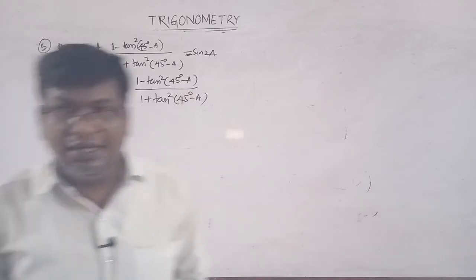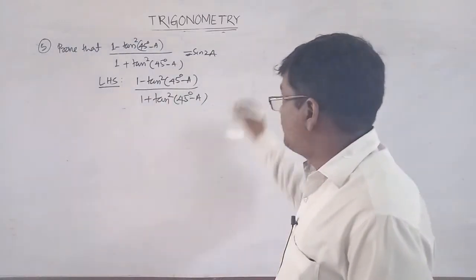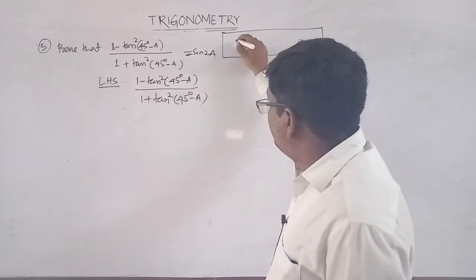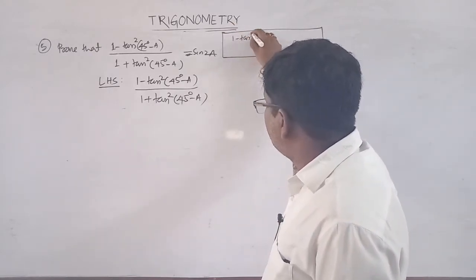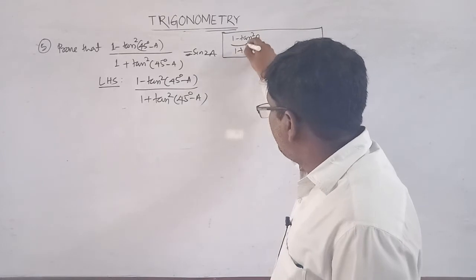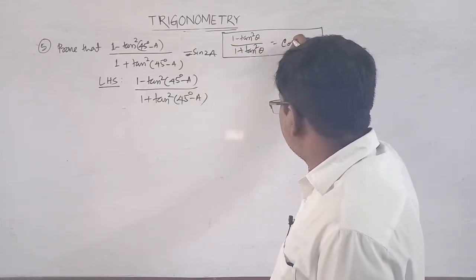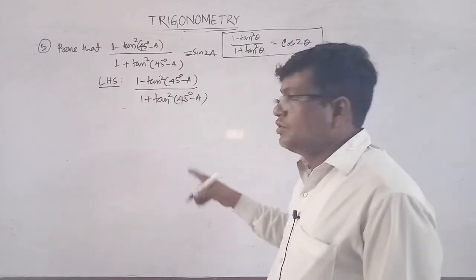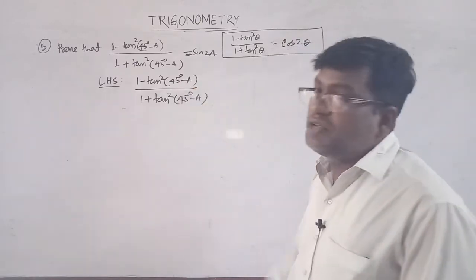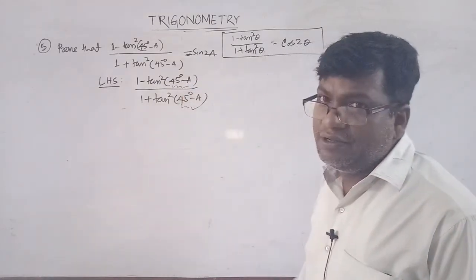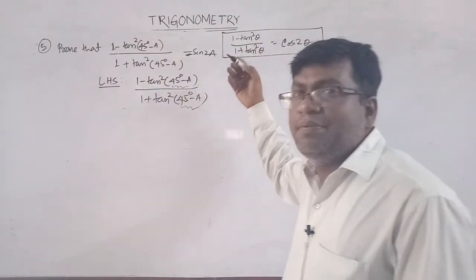So what is the formula here? The formula is 1 minus tan square theta divided by 1 plus tan square theta is equal to what? This is equal to cos 2 theta. So what is theta here? Here 45 degree minus a, suppose this is theta. According to this formula, what happens here?